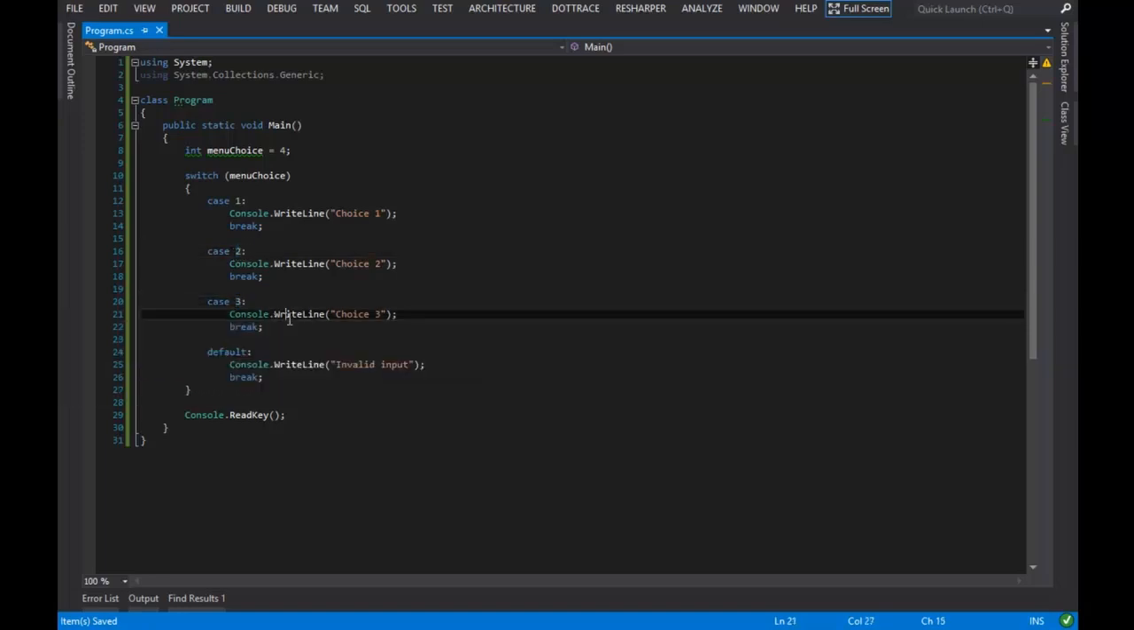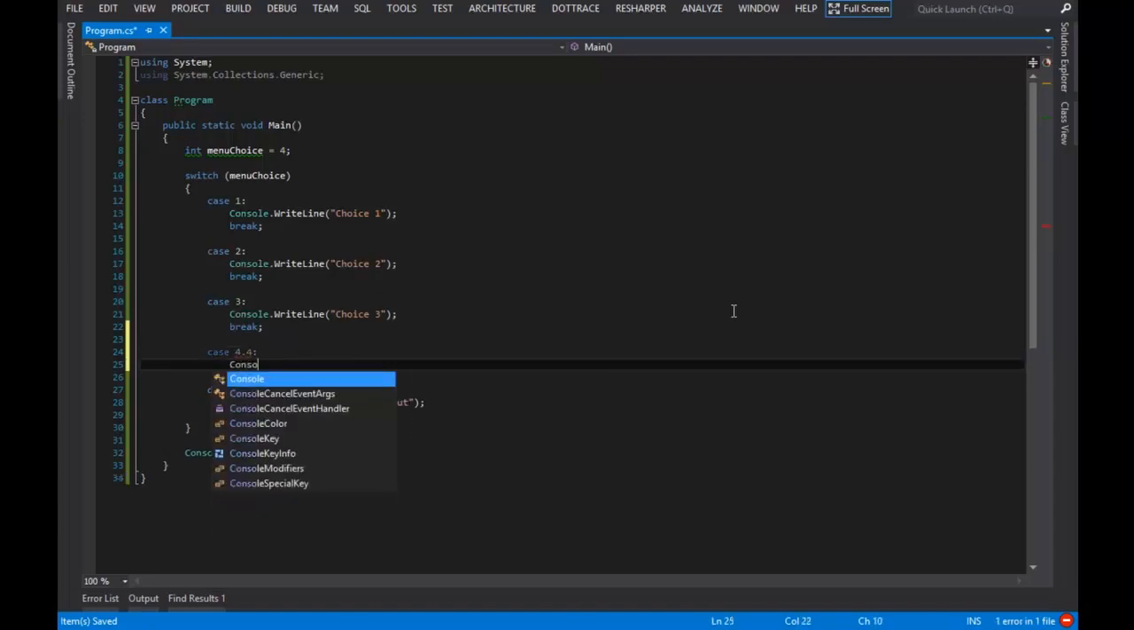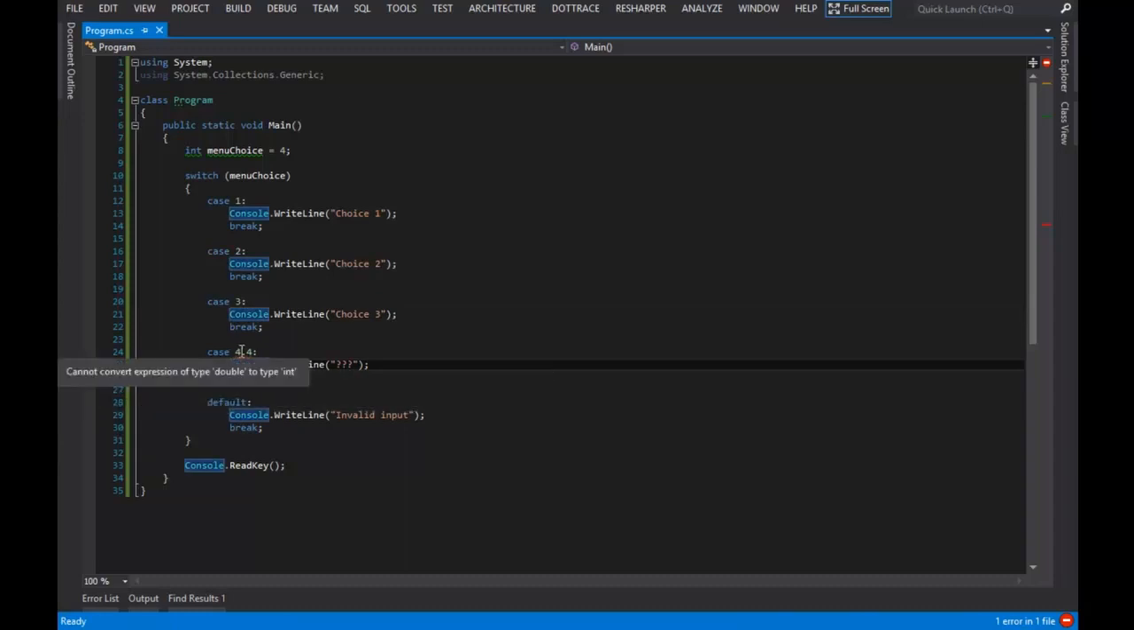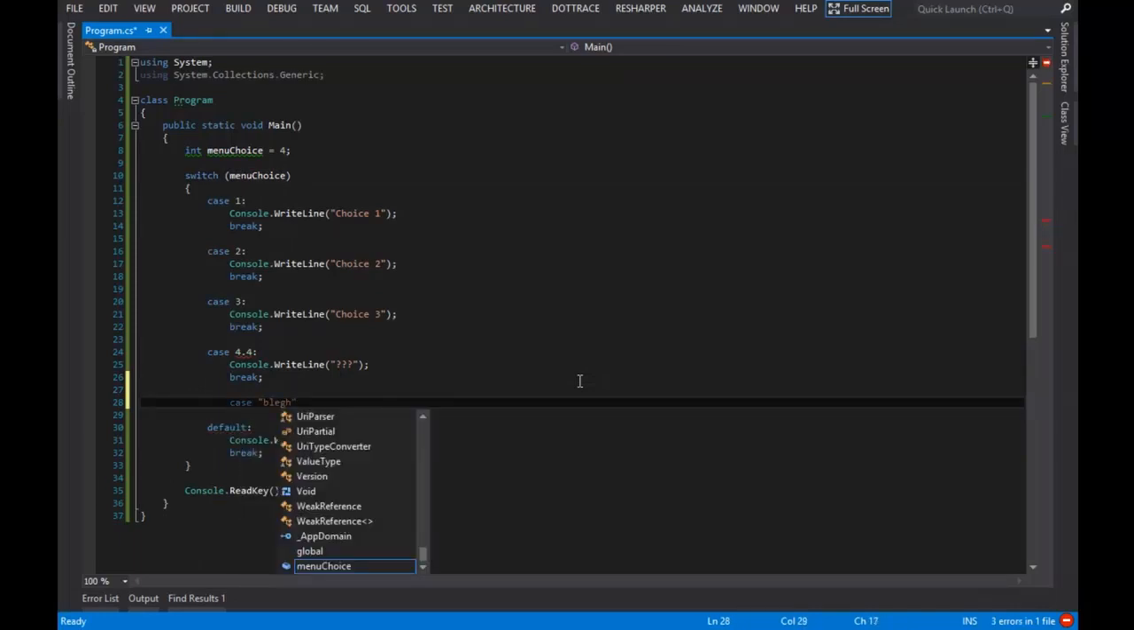For example, I couldn't do this. And honestly, what does that even mean? Case 4.4? I mean, if you guys recall from week 2, 4.4 is a double. A double is not an integer. This code is not allowed because we cannot have a case for a constant that is not the same type as what we are switching on. So we can't have case 4.4, we can't have case blah, and so on and so on.